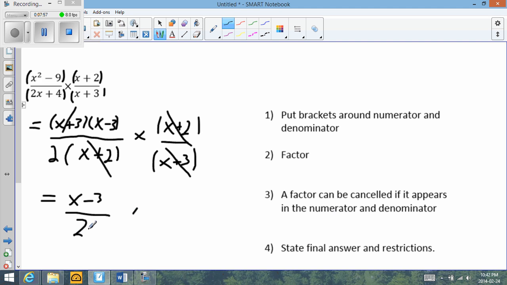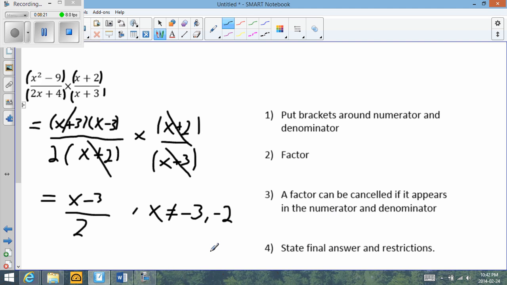Looking at this, there are no restrictions, but of course you have to go back to the original. What you factored: x plus 2 can't equal 0, so that means x can't equal minus 2, and also x plus 3 can't equal 0. So we can write them all together with a comma separating them, and we usually put the lowest number first. So minus 3 is a lower number than minus 2.